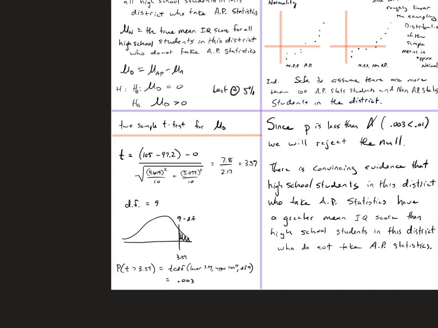What does this p-value mean? So assuming that the null is true, there is a 0.003 probability of getting a difference in mean IQ scores between AP statistics students and students not taking AP statistics, from the samples, of 7.8 or greater just by chance alone.